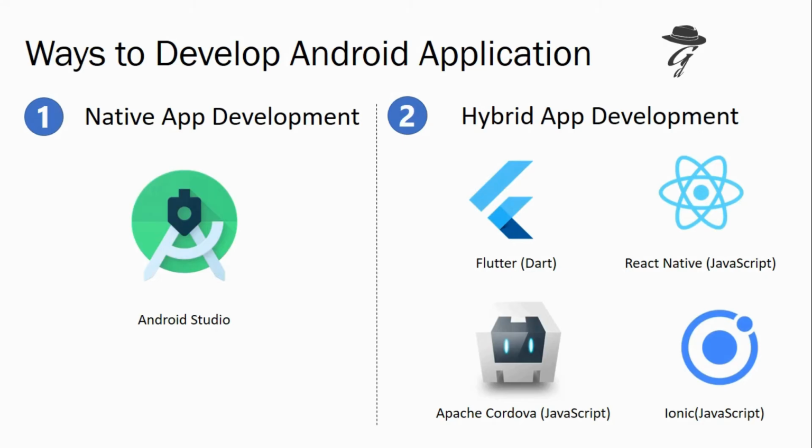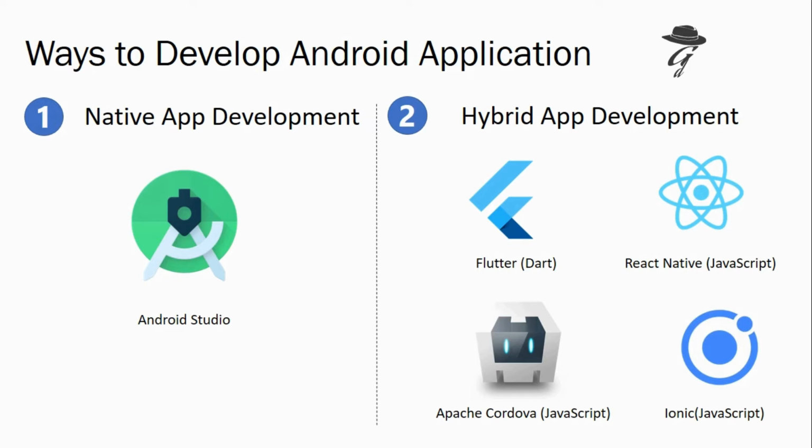application development. So there are basically two ways to develop an Android application. One is native application development and second is hybrid application development. What is the difference? I will show you the key difference between them.